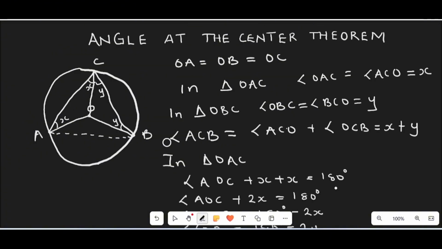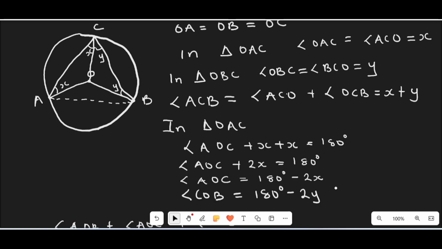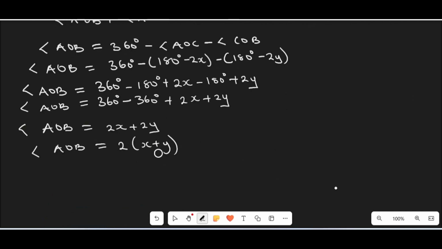And we have already shown that our angle ACB equals x plus y. So in place of x plus y, let us put our angle ACB. Angle AOB equals 2 bracket angle ACB. Proved.